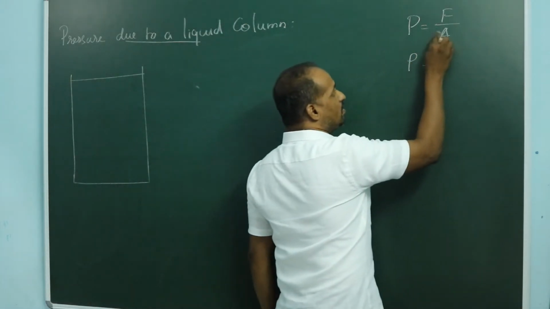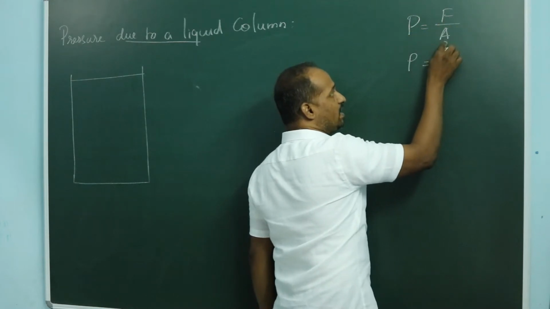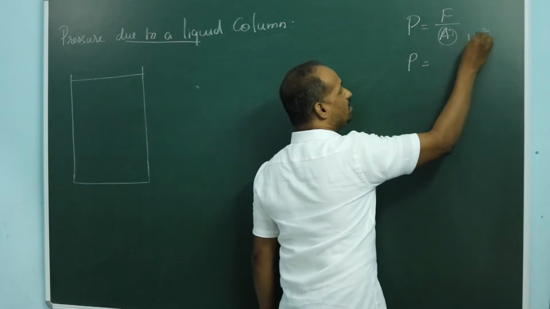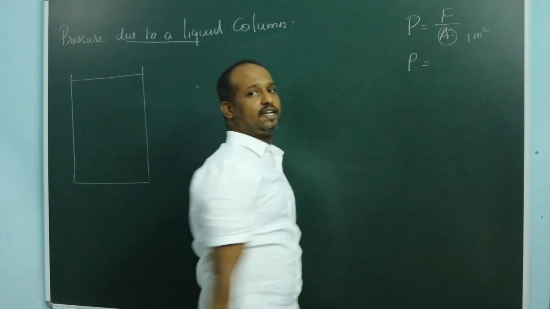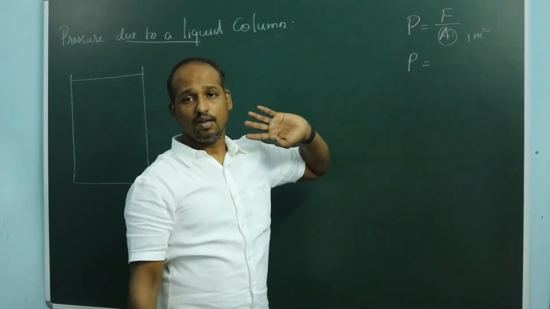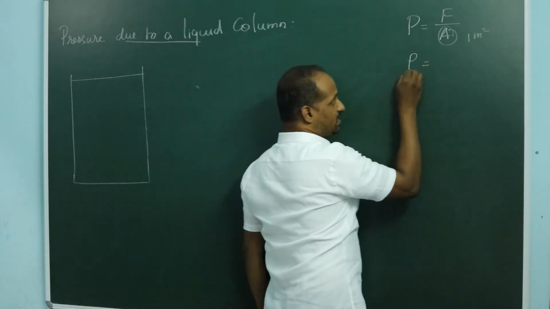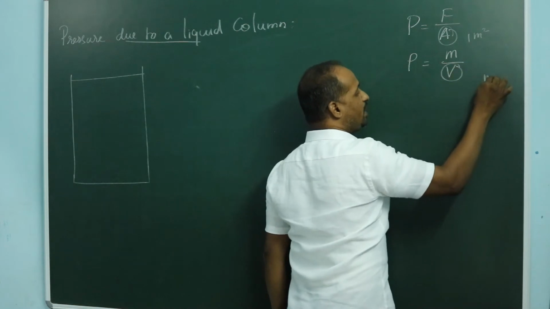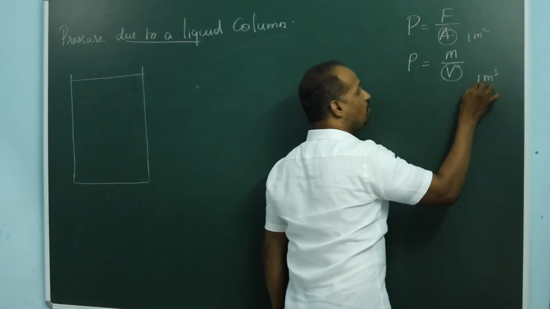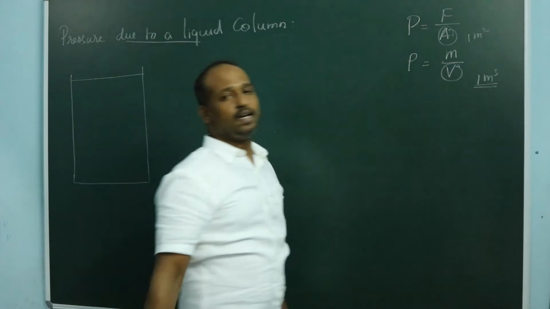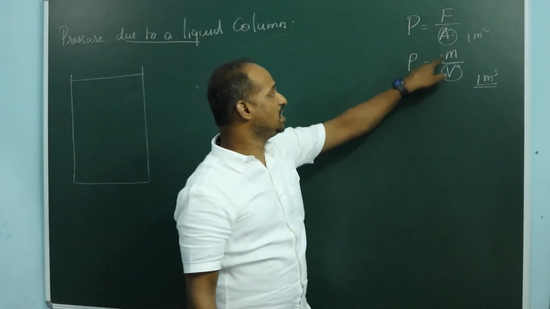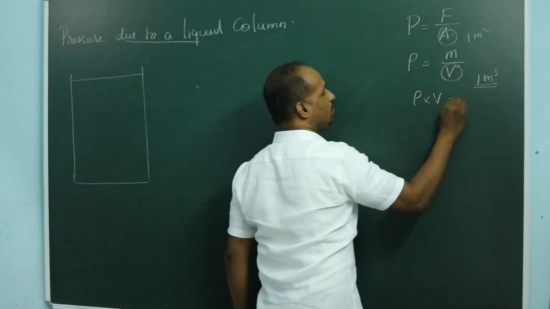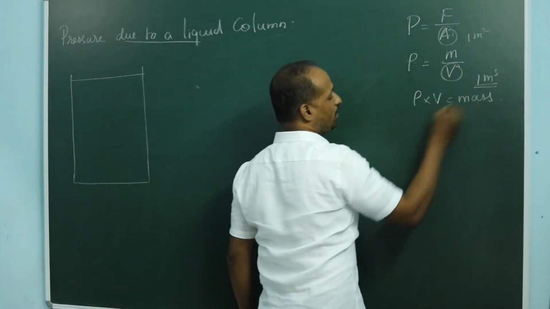If you write pressure as force by area, the area's unit is meter square, so the force acting on 1 meter square area is called pressure. If you write density as mass by volume, then the unit of volume is meter cube. The mass of 1 meter cube volume is called density. If density is mass by volume, then if you cross multiply, density into volume is mass. So that we are going to use here.